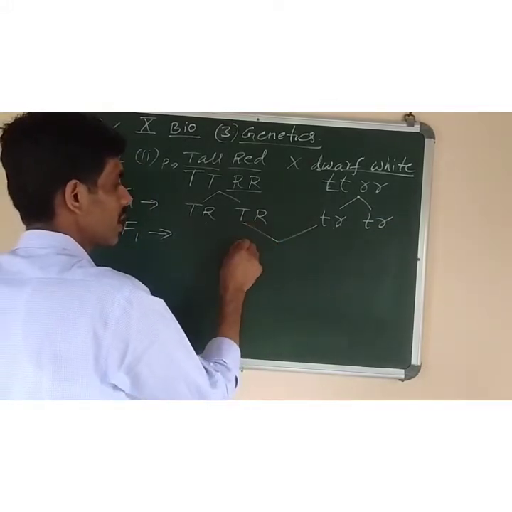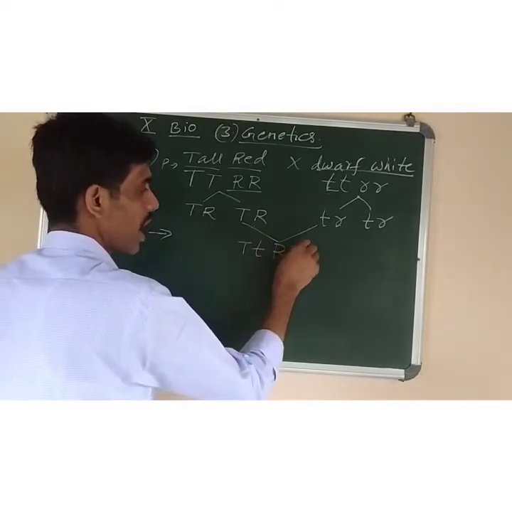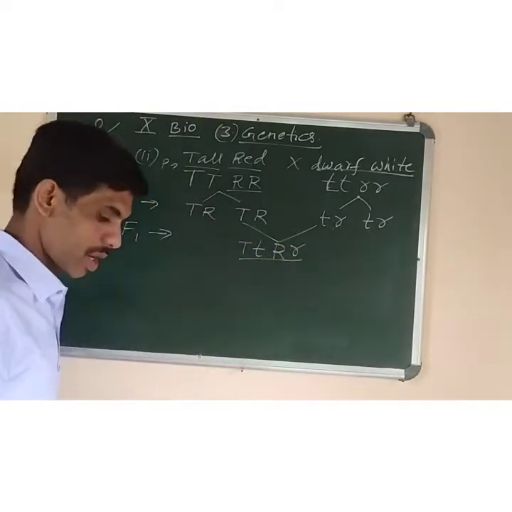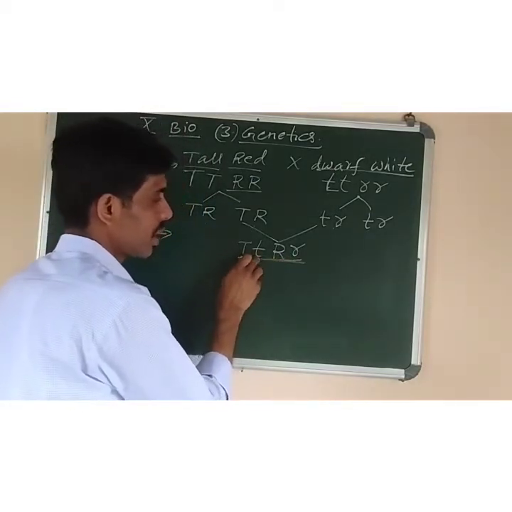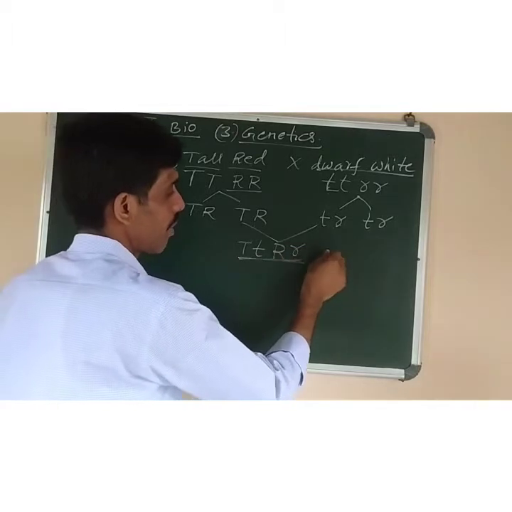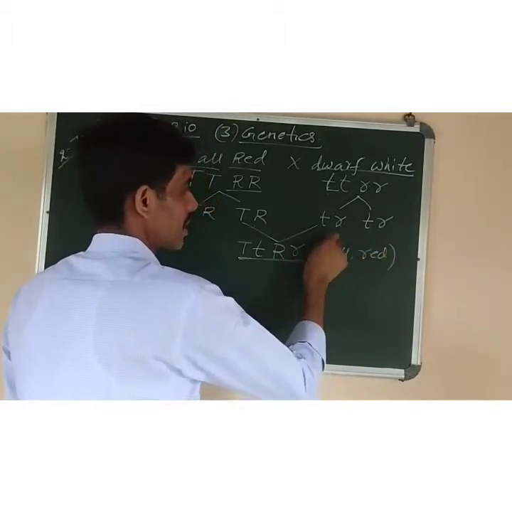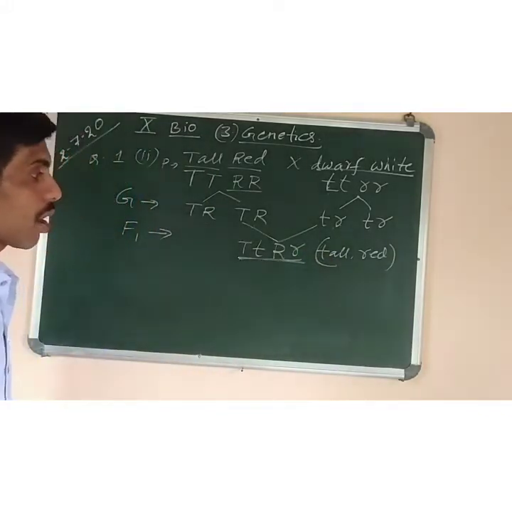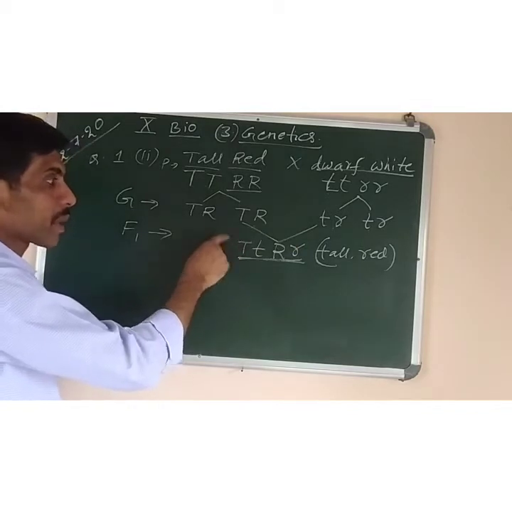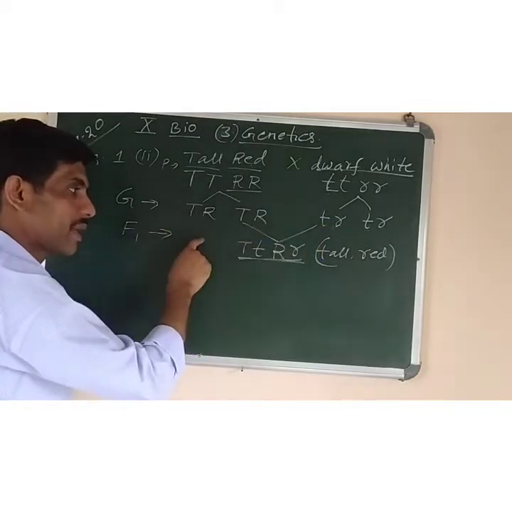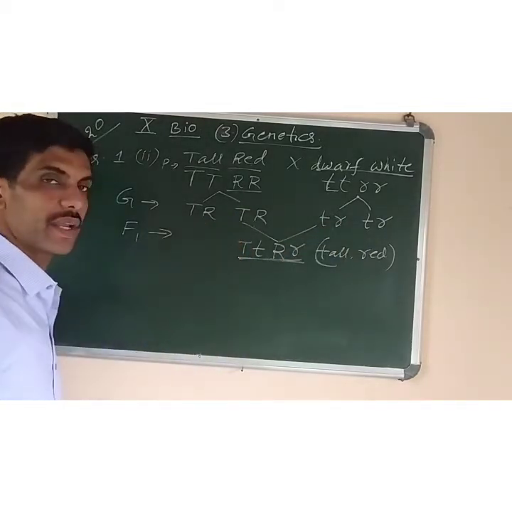So I will put only one, that is capital T, small t, capital R, small r. This type of combination will be obtained. Such a plant is heterozygous tall and heterozygous red flower. So I will write here tall and red flower. It means in the F1 generation, all the 4 plants which are produced are the same. I am writing only 1, because if you combine this one with the second one, this only will be obtained.